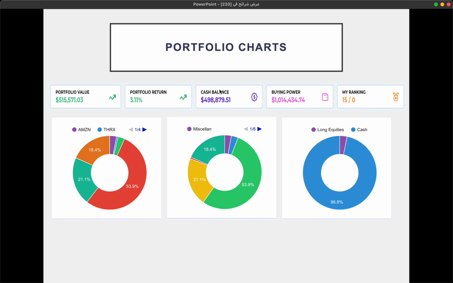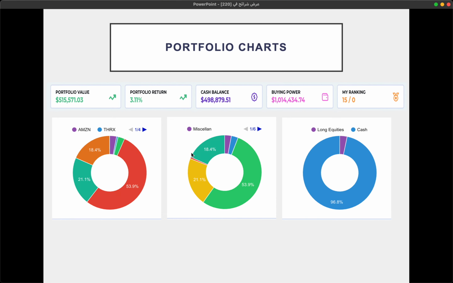This is the portfolio chart. The portfolio value was 515,000, and we did gain a portfolio return of 3.11%. And as you can see, there is diversity in the stocks and the futures we have done. In the ranking, we are group 15. The buying power is 1,043,000.